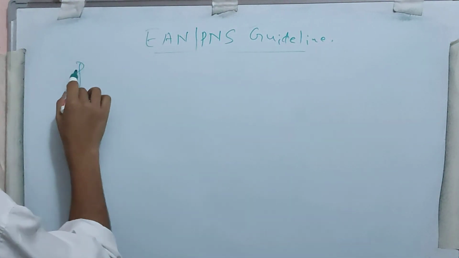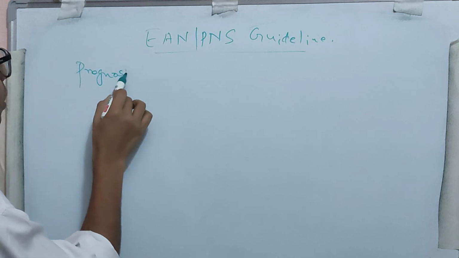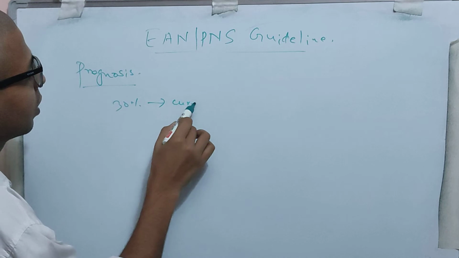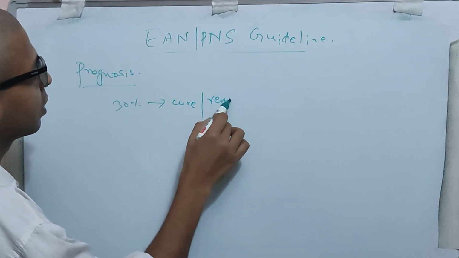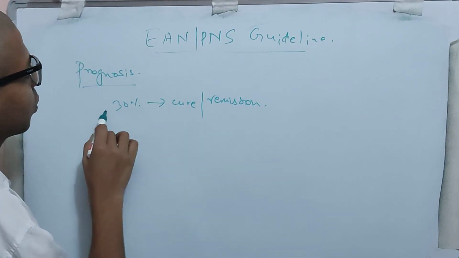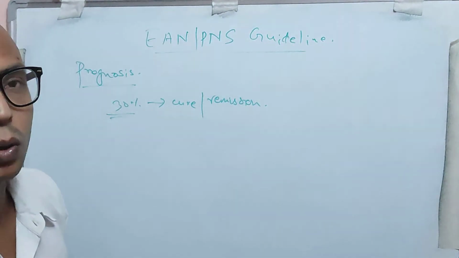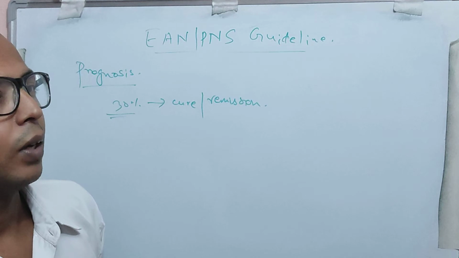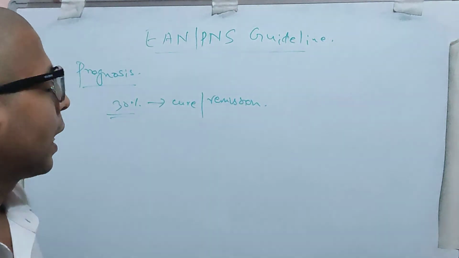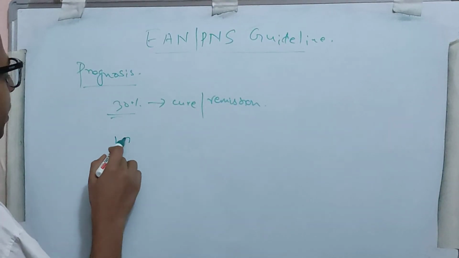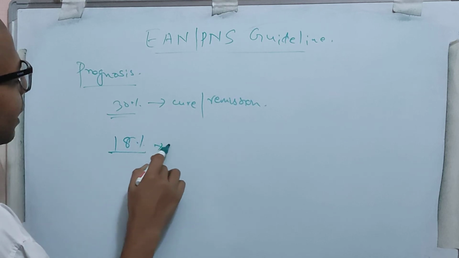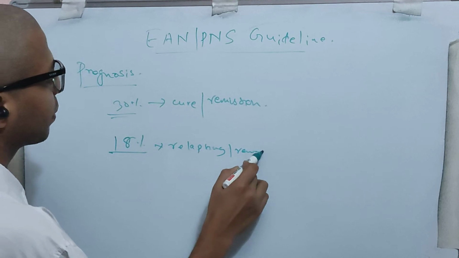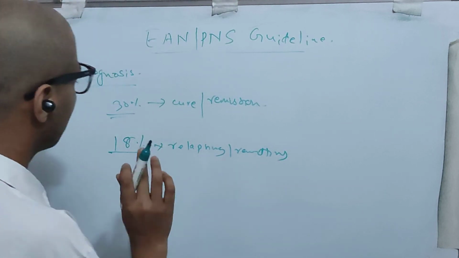Let's talk about prognosis. So 30% of the patients go into cure or remission. About one third of patients achieve cure if you initiate this treatment in CIDP. Okay, and about 18% of the patients have a relapsing remitting course or progressing course.